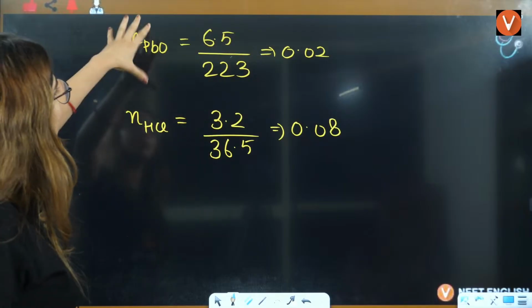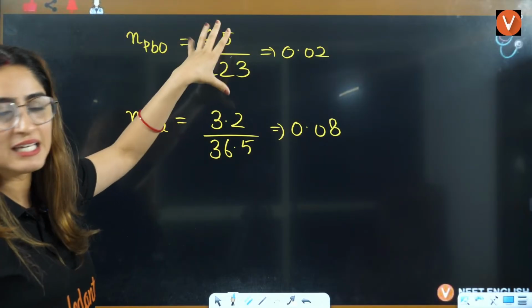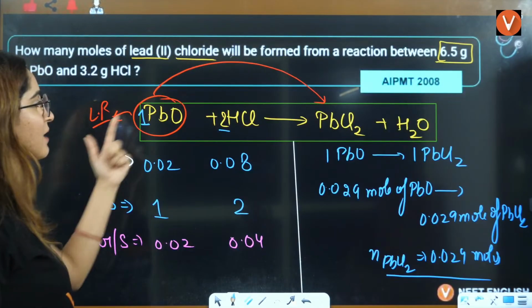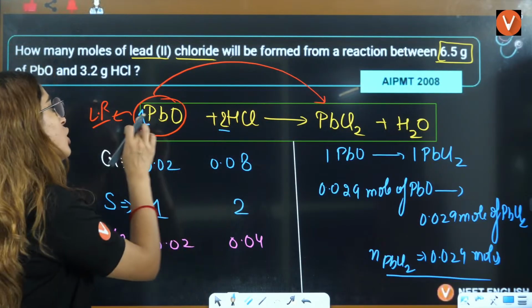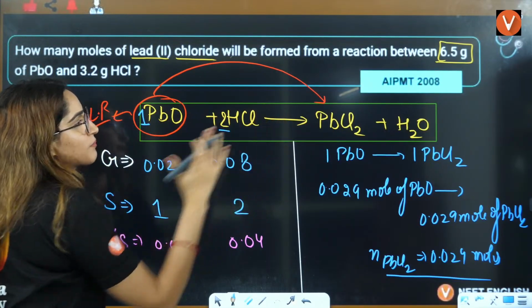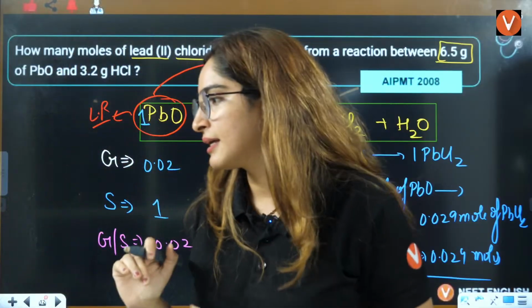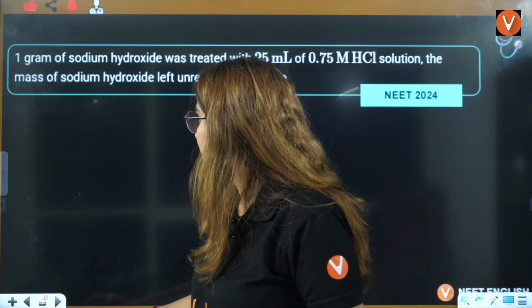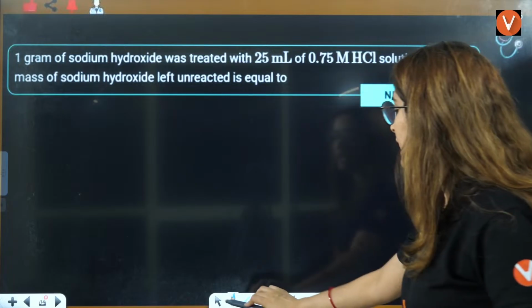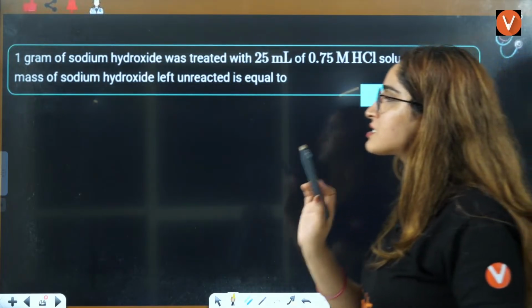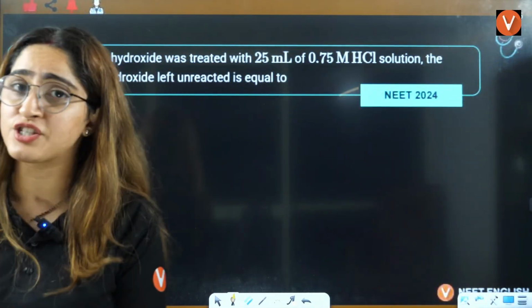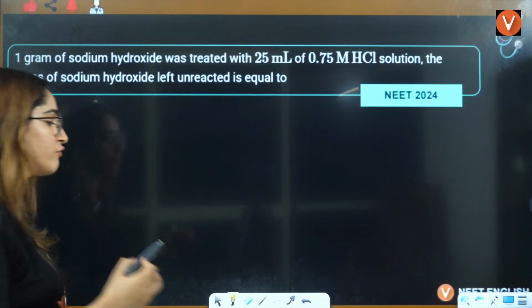The number of moles of PbO that you have gained here, that amount is same as your PbCl2 because the stoichiometry value is same here. Okay? Yes, everyone. Is that clear? Okay. Now we have the last question of limiting reagent. After that, we are going to start with empirical formula.